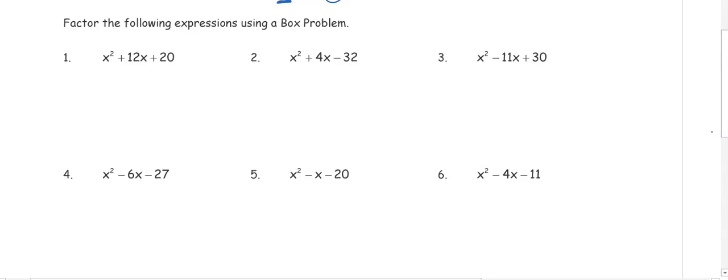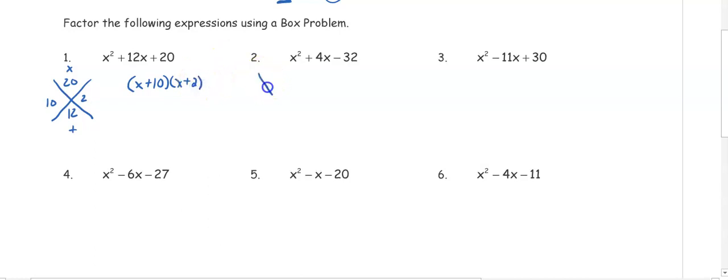So in number 1, we have x squared plus 12x plus 20. So we want to know what multiplies to 20 and adds to 12. Now, some of us are thinking, oh, 4 and 5 multiply to 20. And you are correct, but 5 plus 4 is only 9, so it's not the number we're trying to add to. So we have to come up with a different combination. So two numbers that multiply to 20 would be 10 and 2. Those also add to 12. So we have x plus 10 and x plus 2.